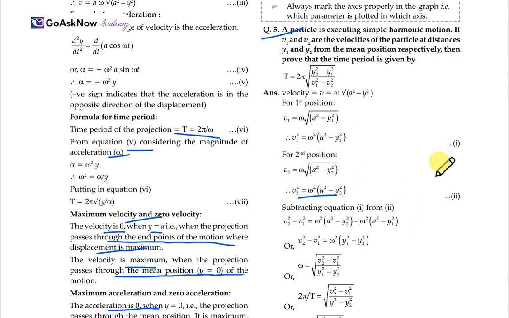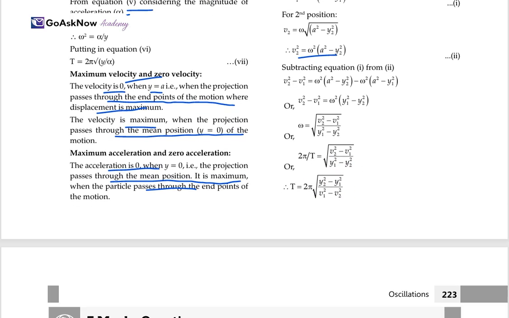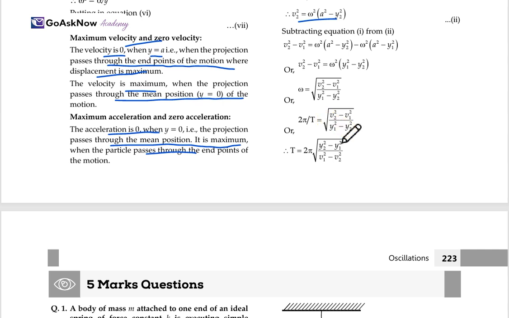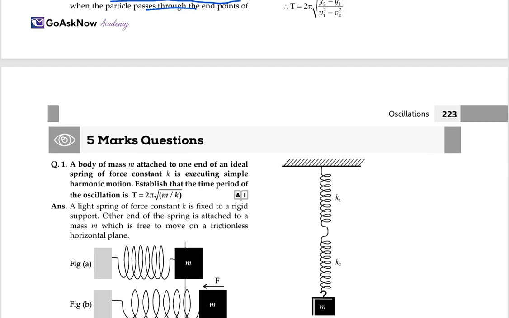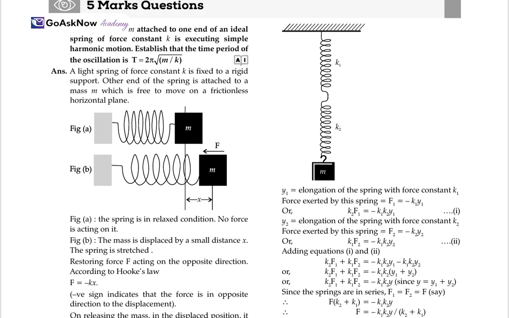When we subtract the two equations, we get the value of omega is equal to square root of (v1 square minus v2 square) upon (y2 square minus y1 square). Now, as we know the value of omega is 2 pi upon T, we'll simplify it. When we simplify this equation, we get the value of T is equal to 2 pi square root of (y2 square minus y1 square) upon (v1 square minus v2 square). Now let's go ahead with the 5 marks question.